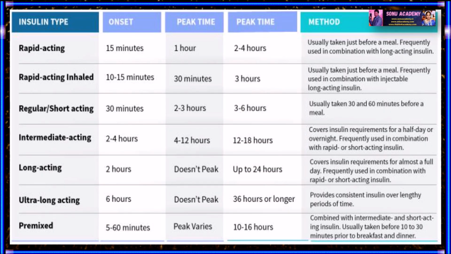Now let us discuss the types of insulin. Rapid acting insulin starts working within minutes of injection, and short acting insulin starts working within 30 minutes after injection. Intermediate acting insulin starts working about 60 to 90 minutes after injection, and long acting insulin slowly releases insulin over a long period of time.